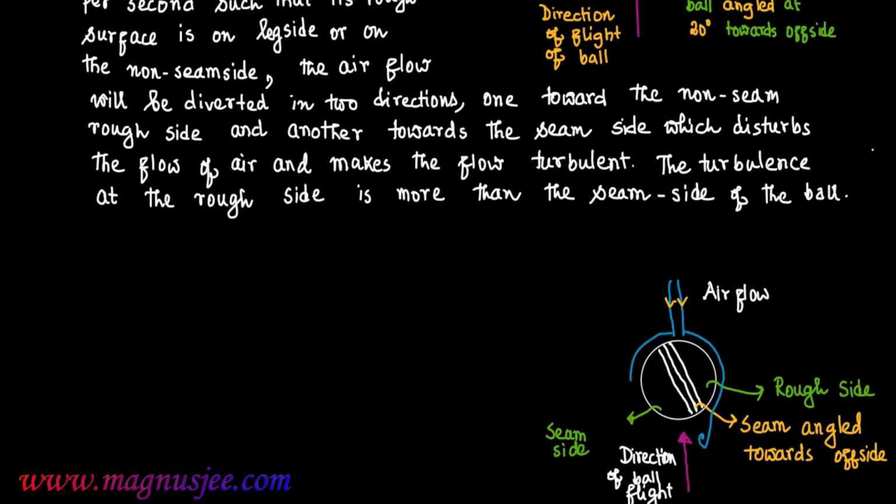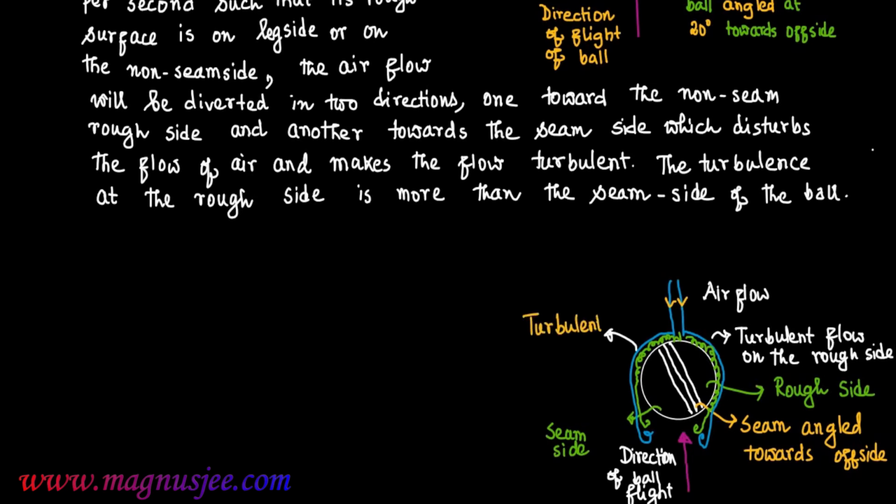Air is flowing in this way on the two sides of the cricket ball. There will be turbulent flow on the seam side, and again there will be turbulent flow on the non-seam side. This is strong turbulent flow on the rough surface or rough side of the ball, and this is the weak turbulent flow on the seam side or on the shiny side of the cricket ball.